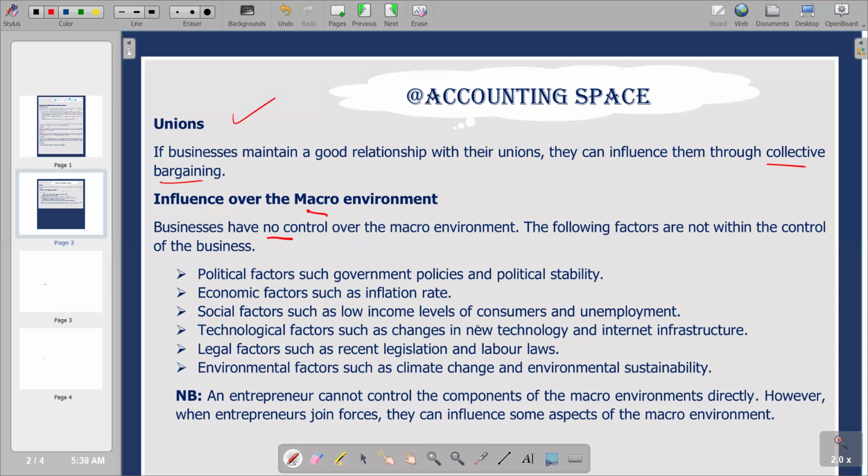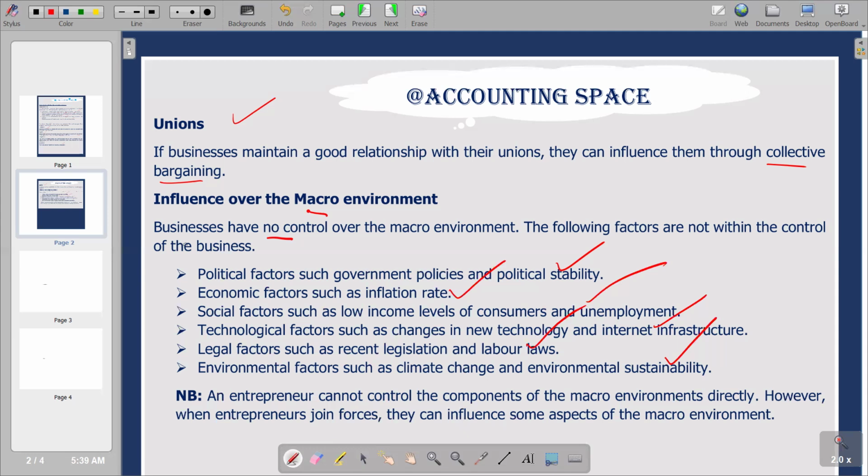So we have got political factors such as government policies and political stability. We have got economic factors such as inflation rate. We also have social factors such as low income levels of consumers and unemployment. We have got technological factors such as changes in new technology and internet infrastructure. We have legal factors such as recent legislation and labor laws. We also have environmental factors such as climate change and environmental sustainability. So basically, this is just a rundown of points that we have of components of the macro environment that are not controlled by the business.